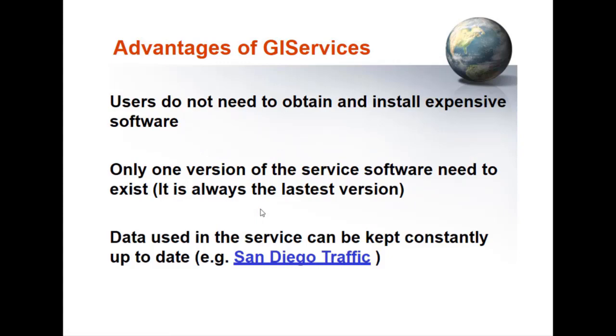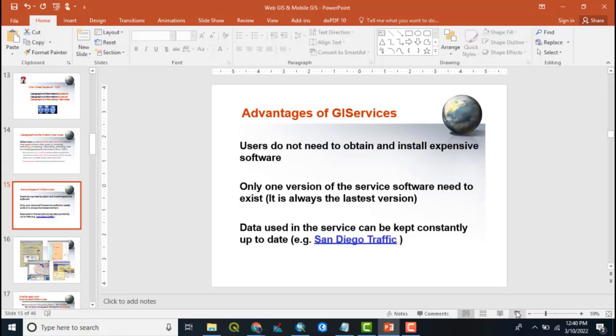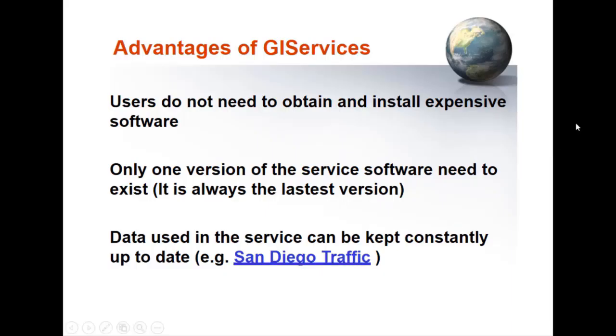Now what are the advantages of GIS services? These are the advantages: the users do not need to obtain and install expensive software. That is one of the greatest advantages of GIS services through WebGIS. You need not install expensive software like ArcGIS. It is around 1 lakh even if you want to buy it for individual, non-commercial purposes. That expensive software you can easily access through WebGIS.